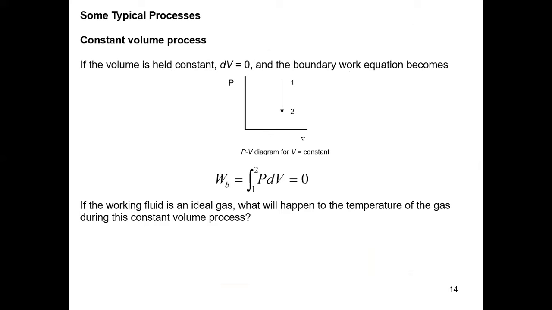So when it's a constant volume process, volume is held constant, dV is 0, and the boundary work equation becomes the integration from position 1 to position 2, depending on the path taken, of P times dV. But remember, the volume at position 1 is equal to the volume at position 2 because it's the same value on the horizontal axis. Hence, change in volume is 0, boundary work is 0 at constant volume.